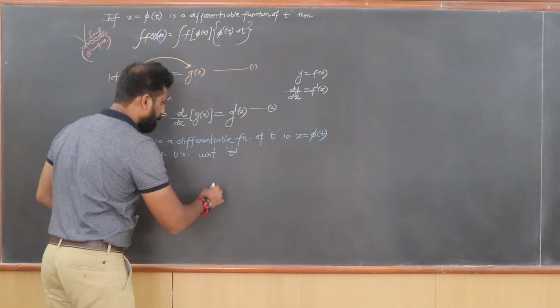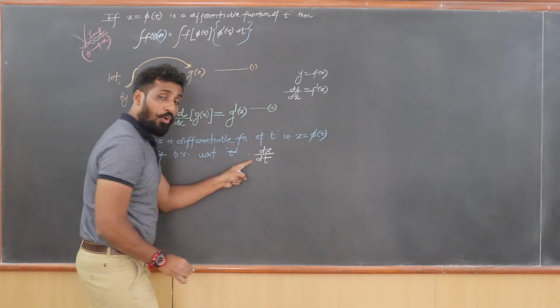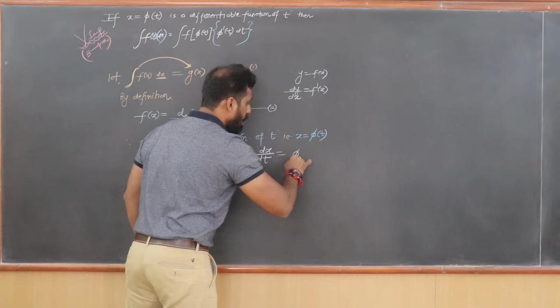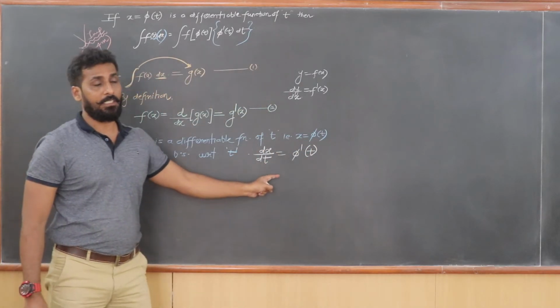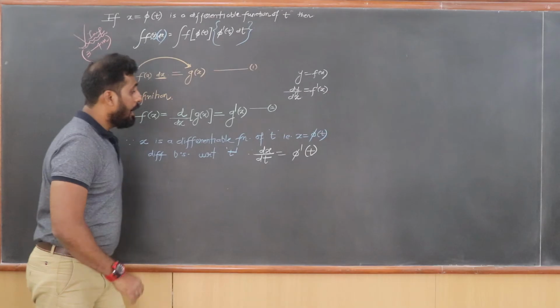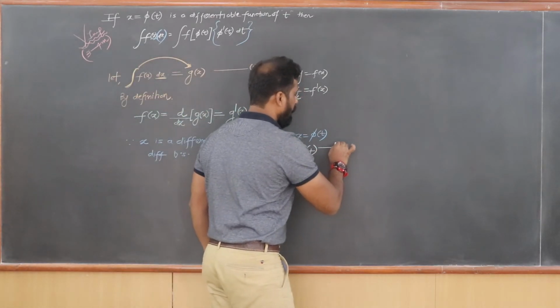So differentiate both sides with respect to t. So what are we getting? Therefore, I get dx by dt. This is first order derivative, so I am going to write phi1 of t. So dx by dt is phi1 of t. Let's move ahead now. I am going to call this as equation number 3.